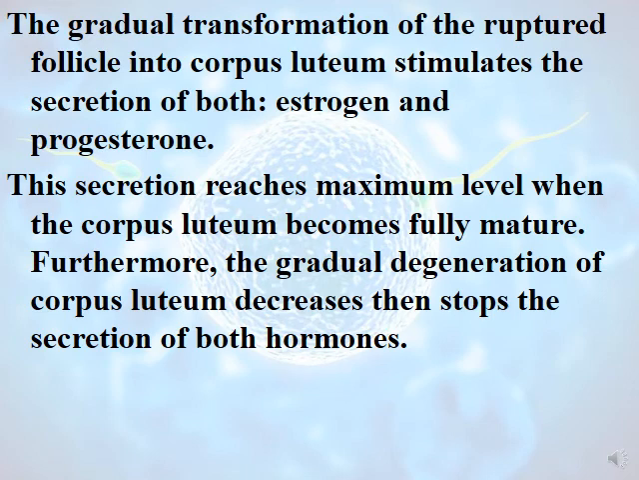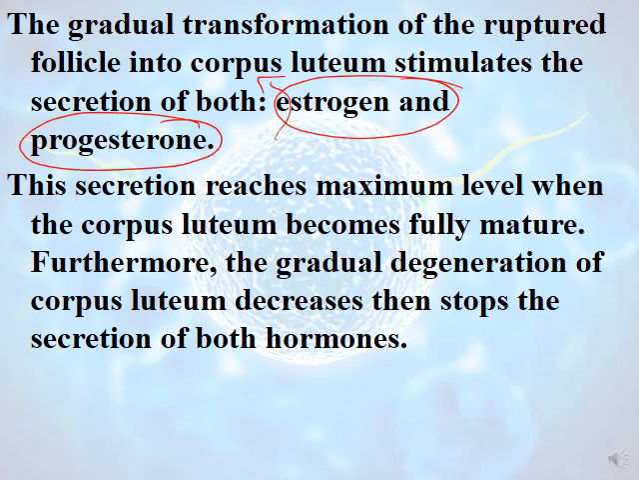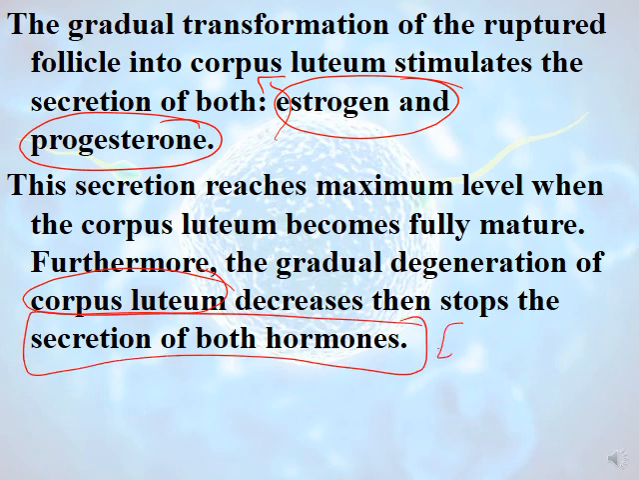So the gradual transformation of the ruptured follicle into the corpus luteum stimulates the secretion of both hormones, estrogen and progesterone, as we said, by the yellow body. The secretion reaches its maximum level when the corpus luteum becomes fully mature, and then the degeneration of the corpus luteum decreases or stops the secretion of both hormones. What are they? Estradiol and progesterone.